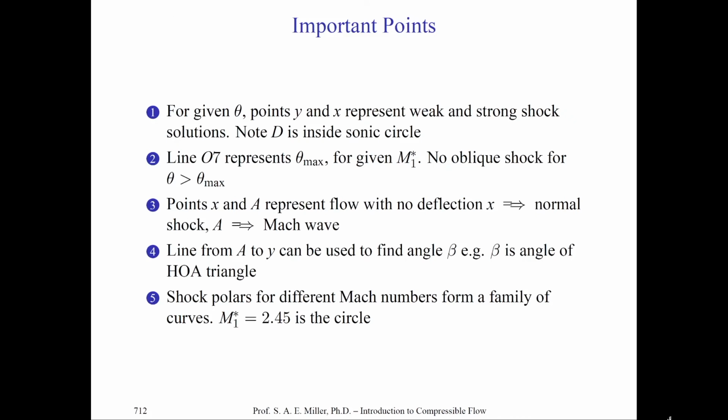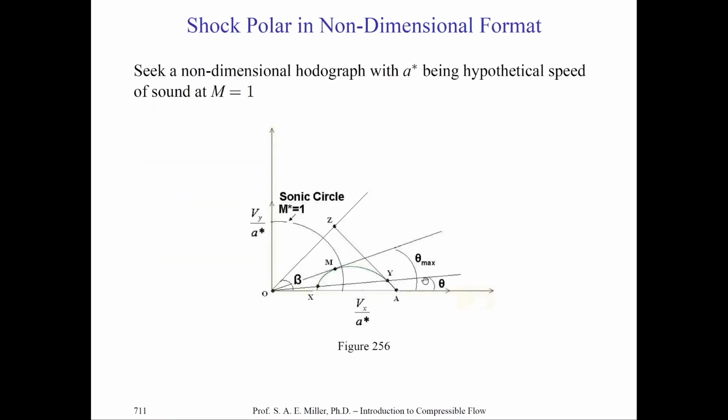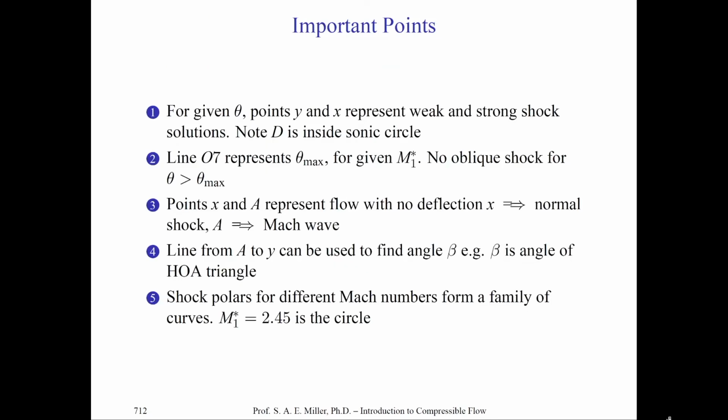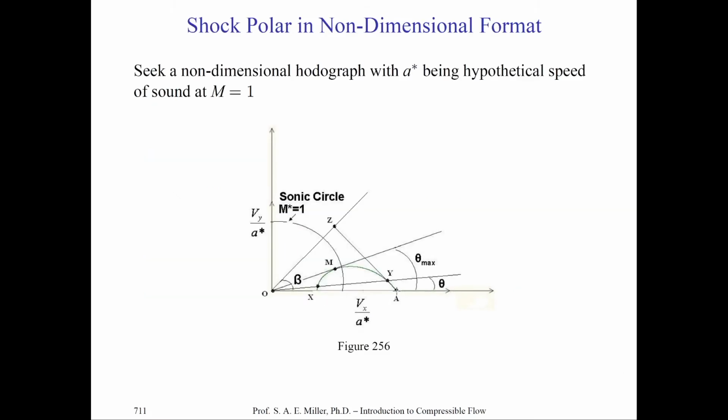Points x and a will represent the flow with no particular deflections. That means there'll be a particular normal shock. That is, A will be a Mach wave and X will be a normal shock wave. So out here in the weak part of the solution, A with no turning angle will be a normal Mach wave solution, and X will be the normal shock solution. And you can see that on the y-axis of the theta-beta-Mach number charts. The line from A to Y will be an angle beta, which gives us, as I just explained previously, the turning angle of the flow. So the angle from 0 to Z with 0A is, of course, the turning angle of the flow right here.